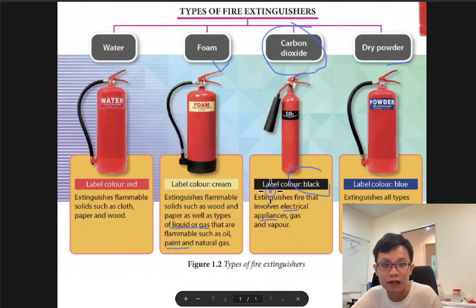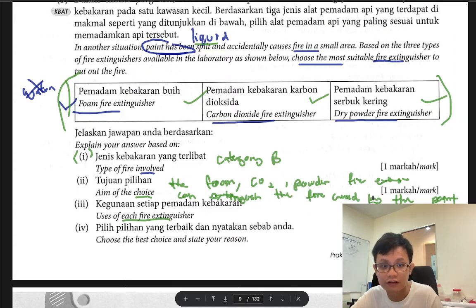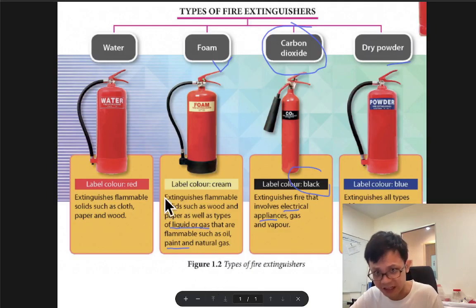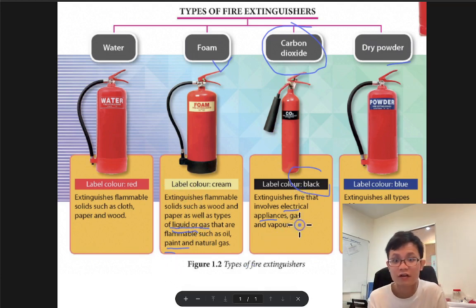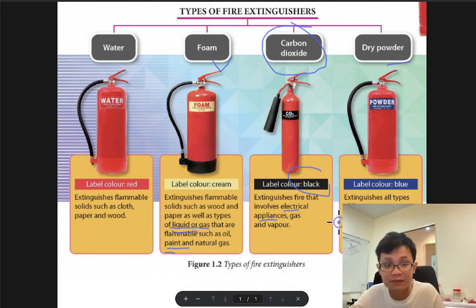So I already mentioned 1, 2, 3 points. Is question 1 3 marks? Yeah, okay. So question 1 is 3 marks only. They give 3 marks, so no need to write everything. Just write the keyword. The foam is to extinguish fire caused by liquid and gas, for example paint. Carbon dioxide is to extinguish fire that is caused by electrical appliances, and dry powder is to extinguish all types of fire. So just remember the keyword, understand the concept, then you should be able to do it in your exam.